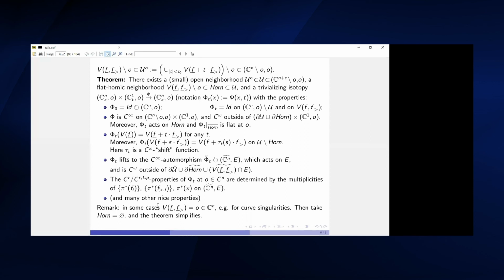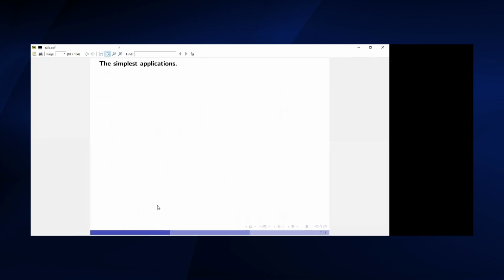So this is the theorem. Now let's see some applications. I restrict only to the simplest applications. We want to trivialize, once again, I recall what we are doing, we want to trivialize some family. And we want our trivializing homeomorphism to be differentiable enough at the origin.